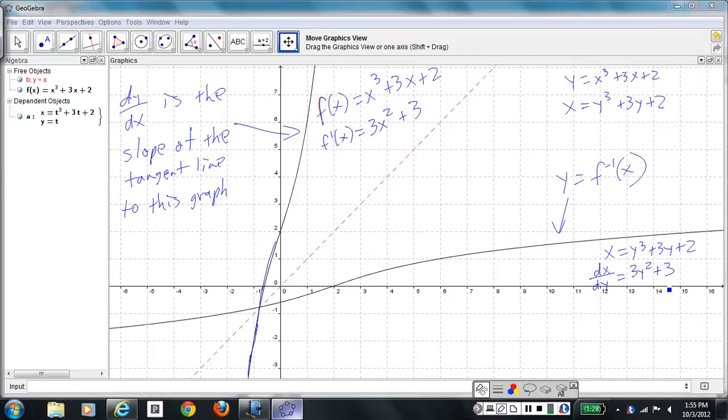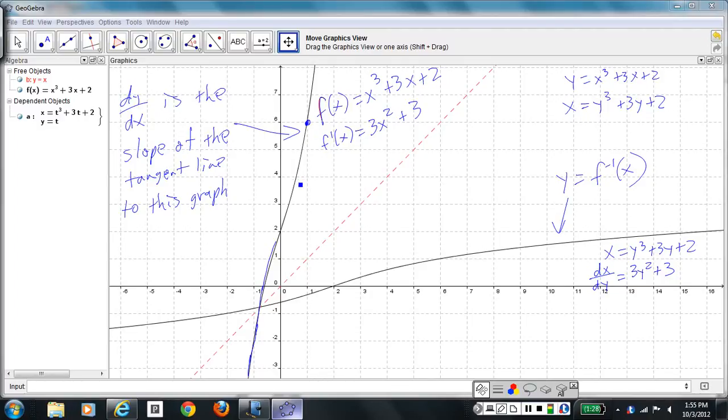If we want to find the slope of the tangent line of that graph, we need the y-coordinate of the point on that graph. So here's how it goes. I believe the point (1, 6) is on the graph of this original function. Is it? Let's see. 1 cubed is 1. 3 times 1 is 3. 1 plus 3 is 4. Plus 2 is 6. So the point (1, 6) is on that graph.